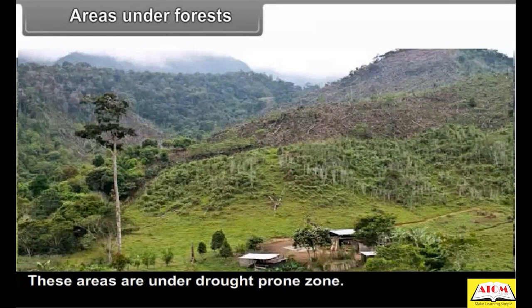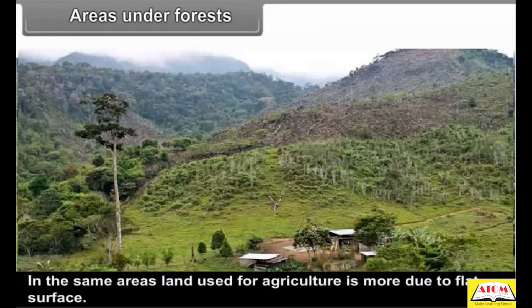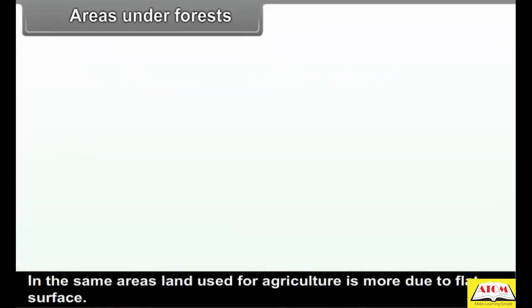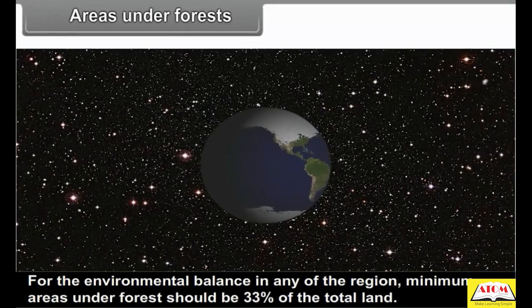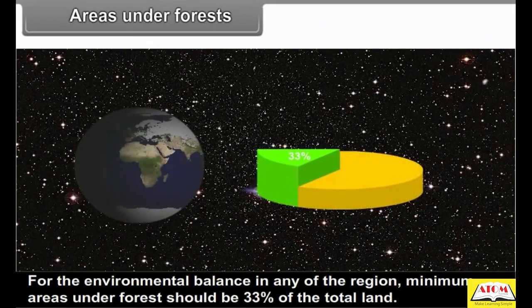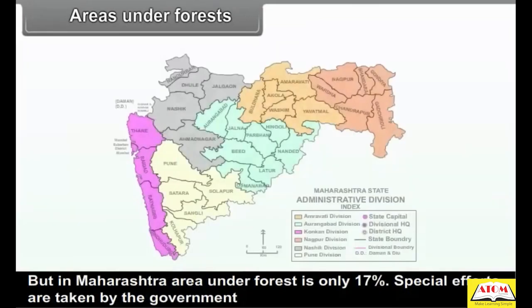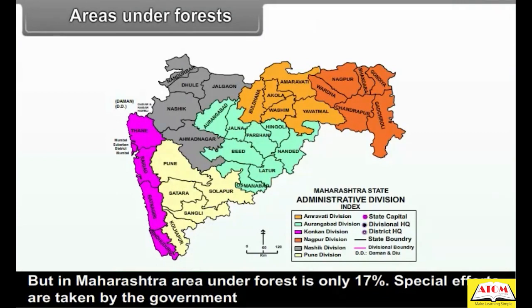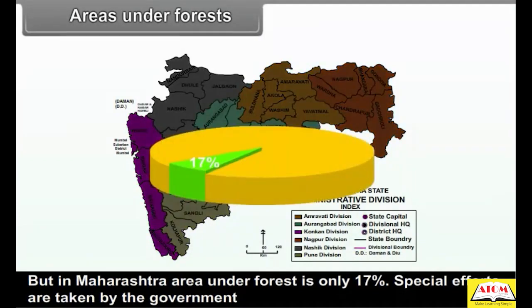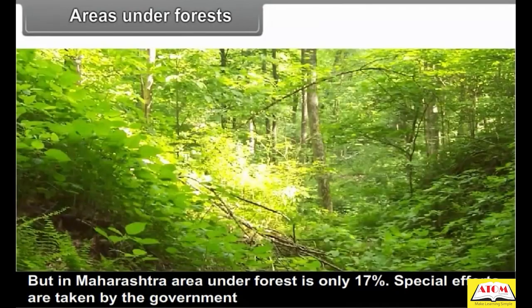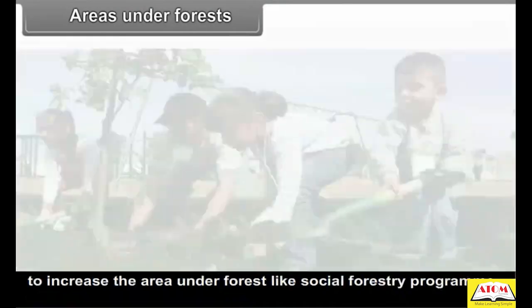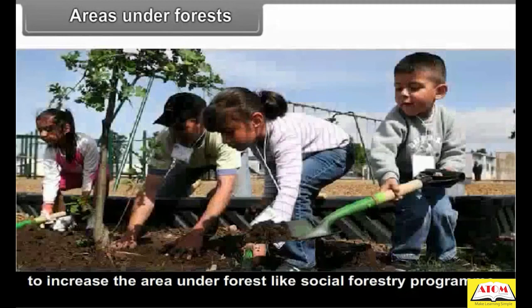These areas are under drought-prone zone. In the same areas, land used for agriculture is more due to flat surface. For the environmental balance in any region, the minimum area under forest should be 33% of the total land. But in Maharashtra, area under forest is only 17%. Special efforts are taken by the government to increase the areas under forest, like the social forestry program.